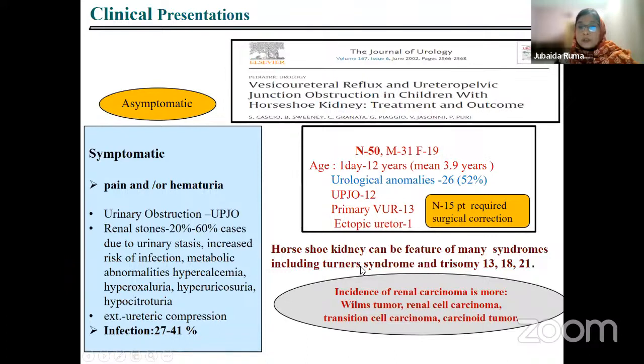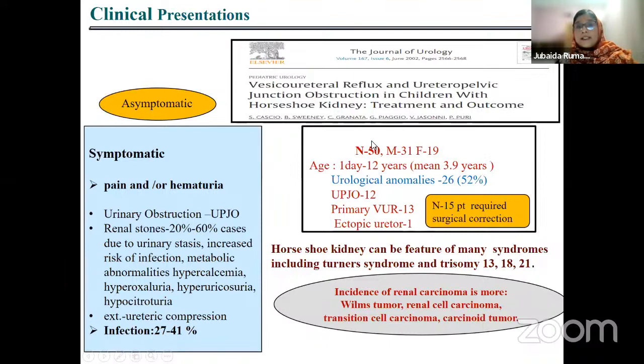Horseshoe kidney is also associated with syndromic features like Turner syndrome, Down syndrome, Patau syndrome, and Edwards syndrome. And there is also a chance of renal carcinoma in horseshoe-shaped kidney. Most common is renal cell carcinoma, then transitional cell carcinoma, and Wilms tumor and carcinoid tumor are also seen.